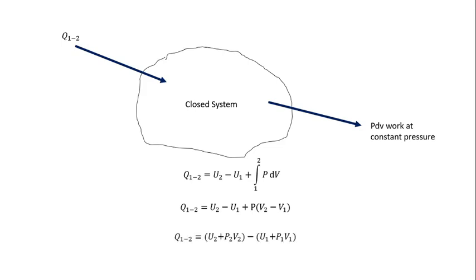And now we can say that Q12 equals (U2 plus P2V2) minus (U1 plus P1V1). So we know that the expression of enthalpy is H equals U plus PV. So U2 plus P2V2 can be replaced as H2 and U1 plus P1V1 can be replaced as H1. So H2 minus H1 can be written as dH, which is nothing but the change in enthalpy or difference in enthalpy for the change of state.